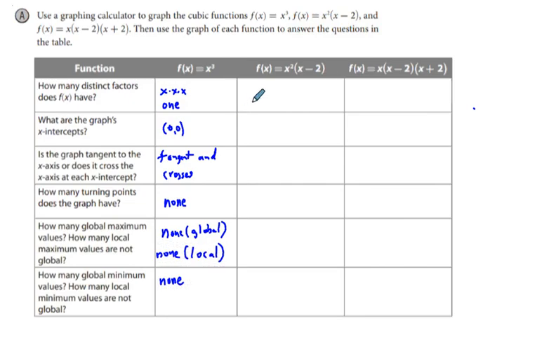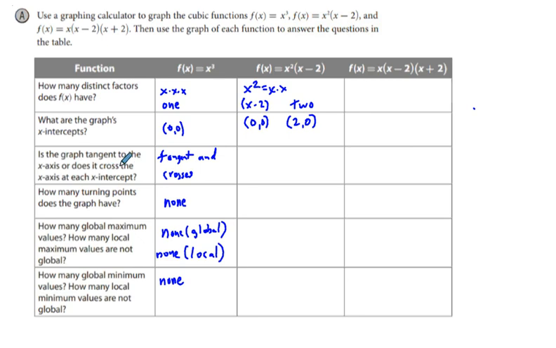Let's go ahead and write that down. How many distinct factors does it have? Well, you have x squared, which is x times x. That's 1. And then we also have this one, x minus 2. So we have 2 distinct factors. And where are the graph's x-intercepts? Well, we have one at 0, 0, and we have another at 2, 0.